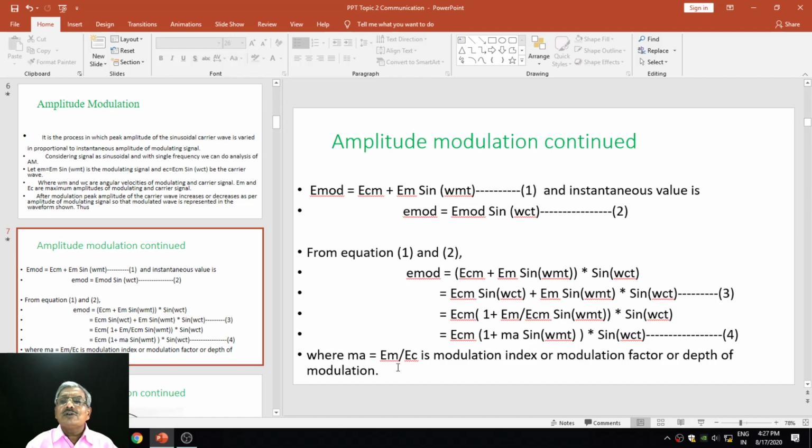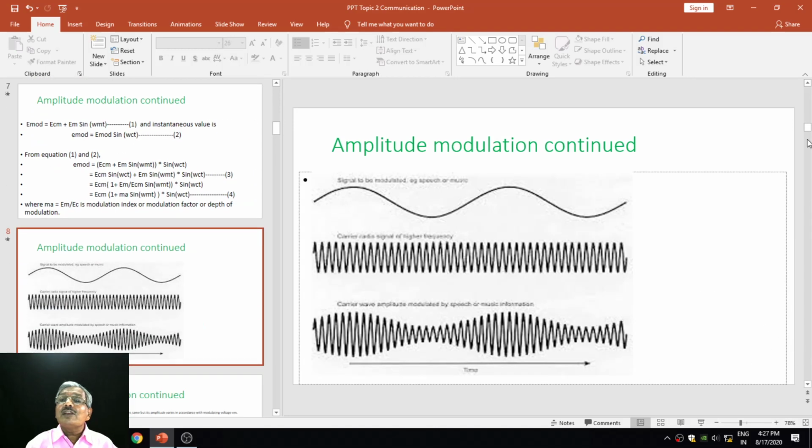We have the equation of the modulating signal in the form of a sine wave. We have the equation of the carrier wave in the form of a sine wave, and we also have the modulated wave represented by equation number 4. By using the equation of the modulating signal, the equation of the carrier wave, and also the equation of the modulated wave, we can represent the process of amplitude modulation. It is being represented in this particular slide.